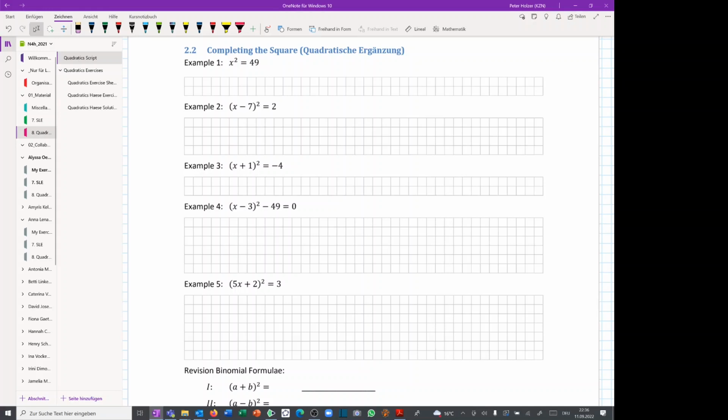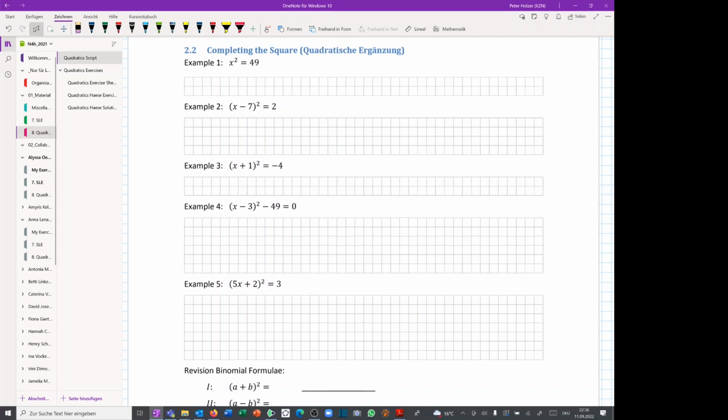In this lesson, we will look at a new method for how to solve quadratic equations. It is called completing the square, in German quadratische Ergänzung. The examples get progressively more difficult, introducing the new method. The idea is that you always try to solve them on your own and then have a look at how it should be solved. So start with example 1, x squared equals 49.